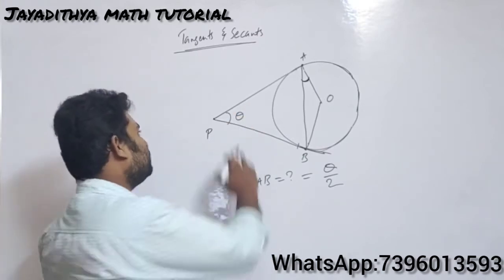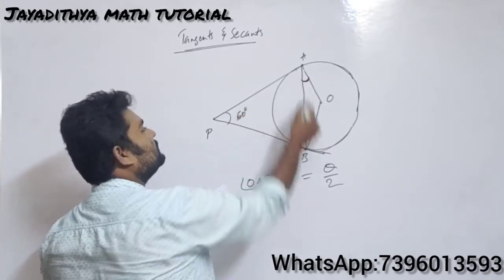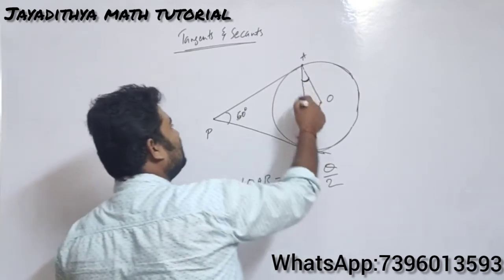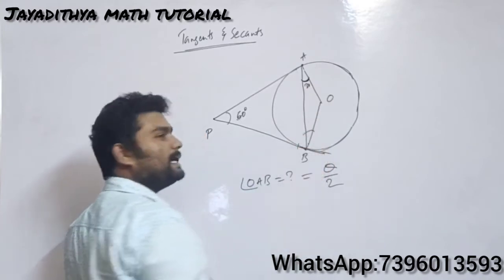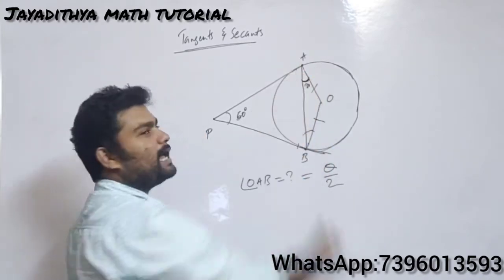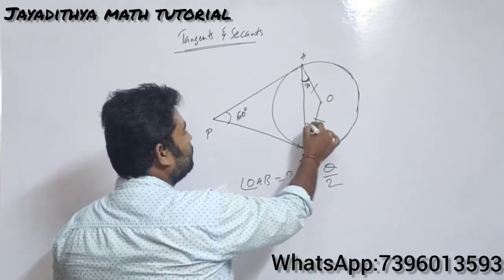Sometimes he may give you a question like this: if the angle is 60 degrees here, how much should the angle be here? This is 30. How much will this angle be? If you observe, this is a radius and this is also a radius, so this triangle becomes an isosceles triangle. So this also will be 30 degrees.